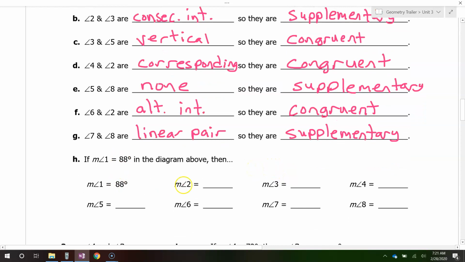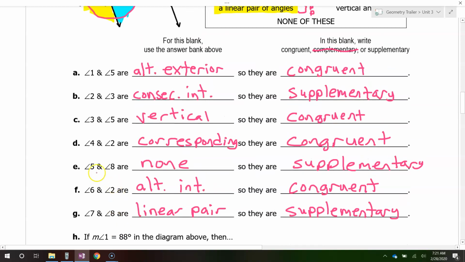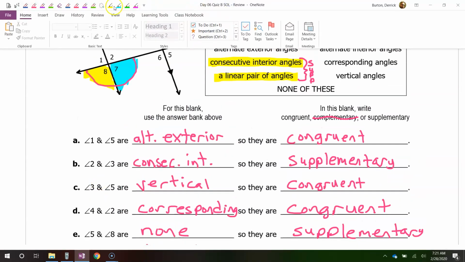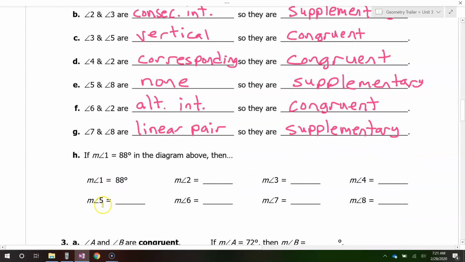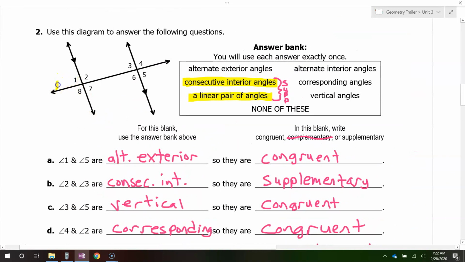Now, if we know one angle, we should be able to find all of the angles. So angle 1 is 88. So let's play a game. In fact, since we're starting with angle 1, let's do colors. Let's make all of the angles that are congruent with angle 1 yellow. So angle 1 and angle 3 are corresponding angles, so they will be congruent.